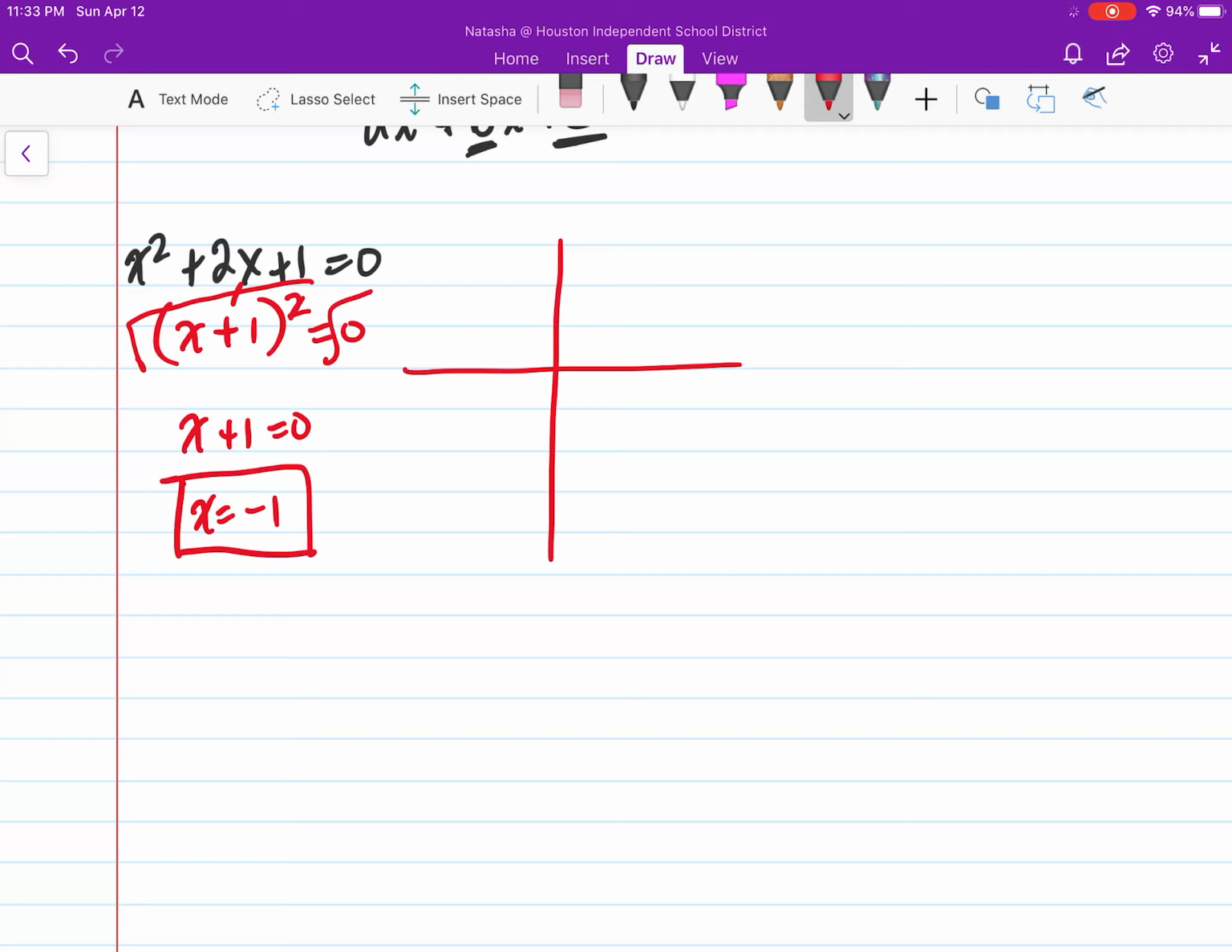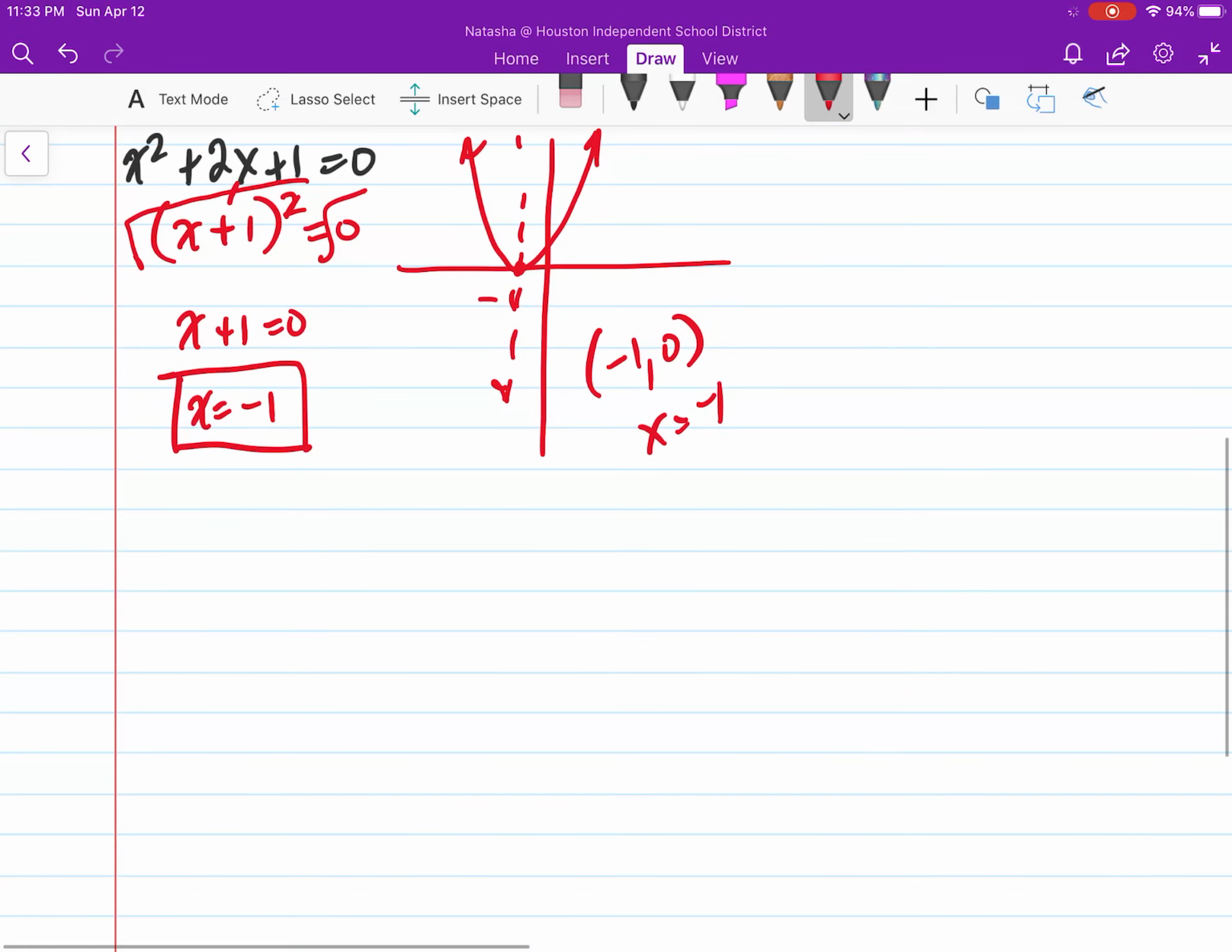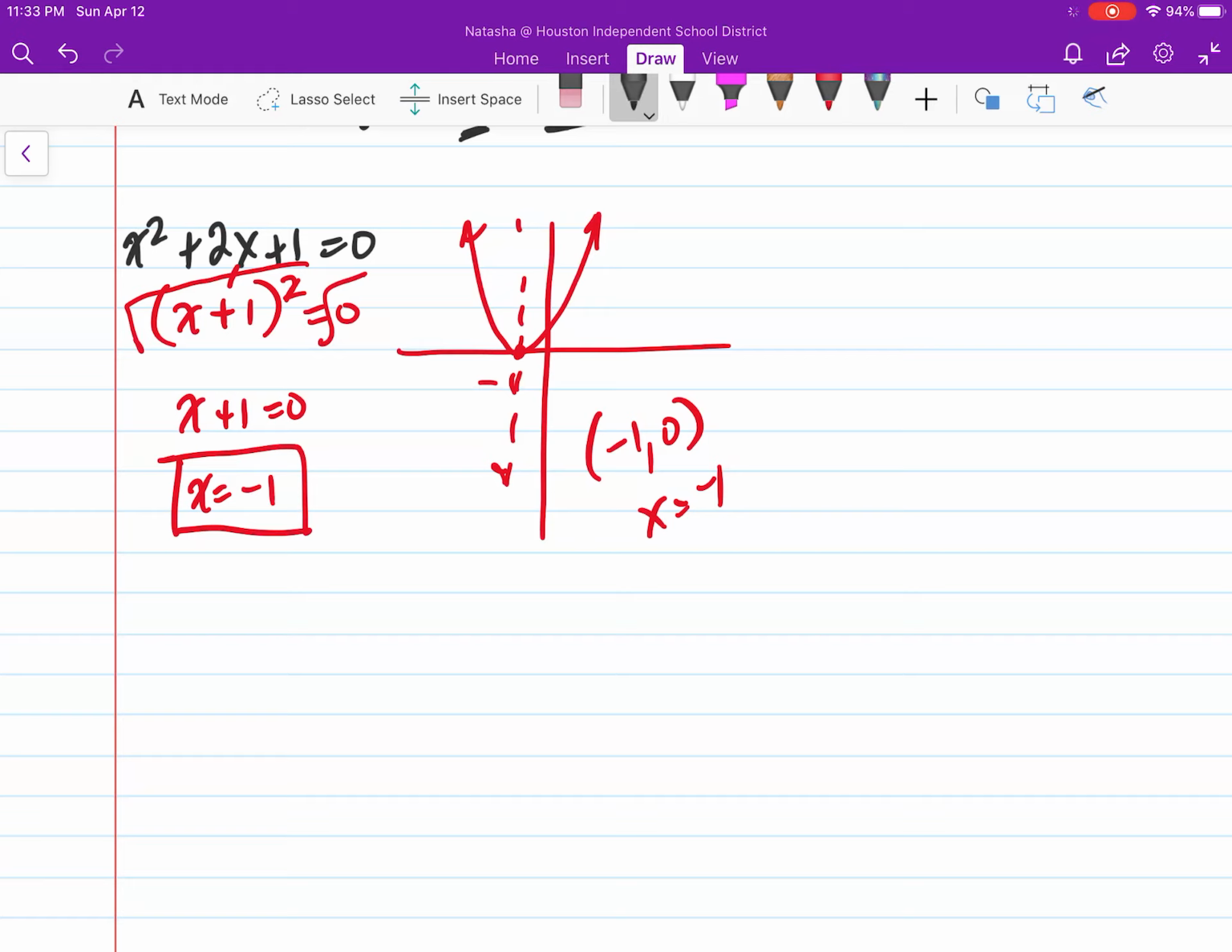This is if I were to graph this, and I were to put this on my graph, that means that I would have a vertex. My vertex would be here at negative 1. Let's say this is negative 1. That would be my vertex, okay? So that 0 makes it my vertex. My vertex is at negative 1, 0. And our axis of symmetry is through x is equal to negative 1. So tying that back in.